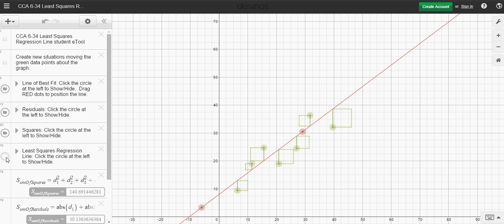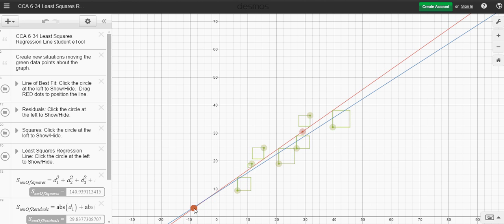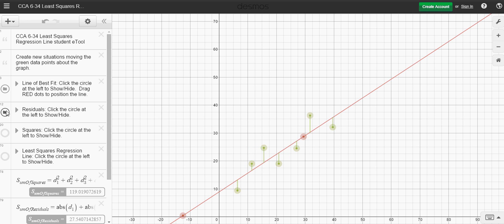What we can do now is click on a button, and that shows us the exact line of best fit. This is the least squared regression line. And you can see at that point, the sum of our squares is about 119. If I go anywhere left or right of that, I increase the sum. Let's clear that and start again.